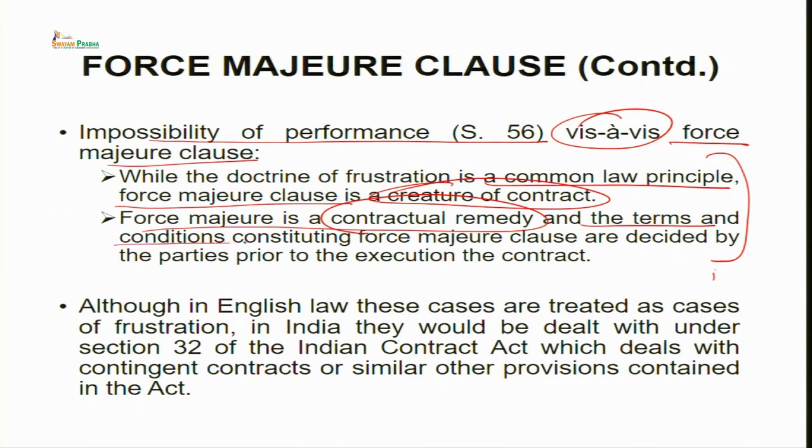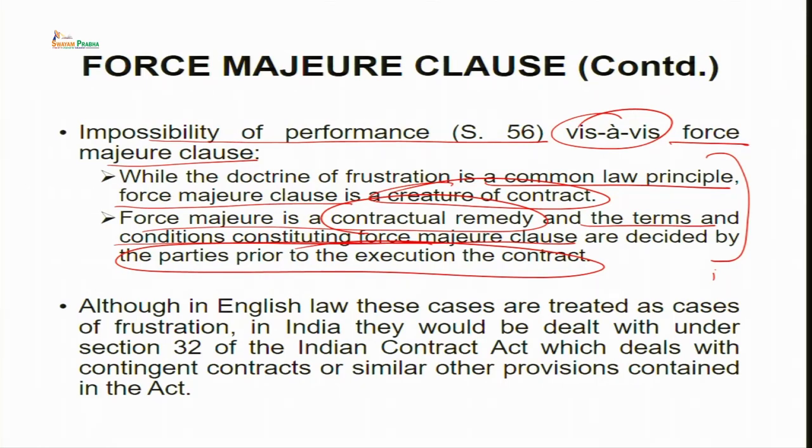And the terms and conditions constituting the force majeure clause are decided by the parties prior to the execution of the contract. That is why I am saying you have to incorporate it under your contract, right? So, it becomes important that parties do incorporate such a clause in their respective contracts.